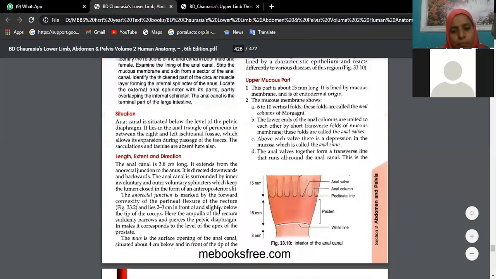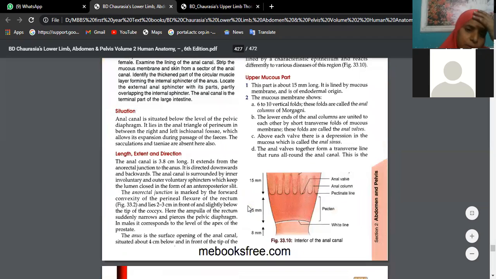Now, when you look into the interior of the anal canal, overall it is 3.8 centimeters in length. So the upper 15 mm, middle 15 mm and lower 8 mm. The upper 15 mm will show mucosal folds inside, which are called anal valves. In between the anal valves, the area is called the anal column. Joining all these anal valves, you find a line, which you call the pectinate line.